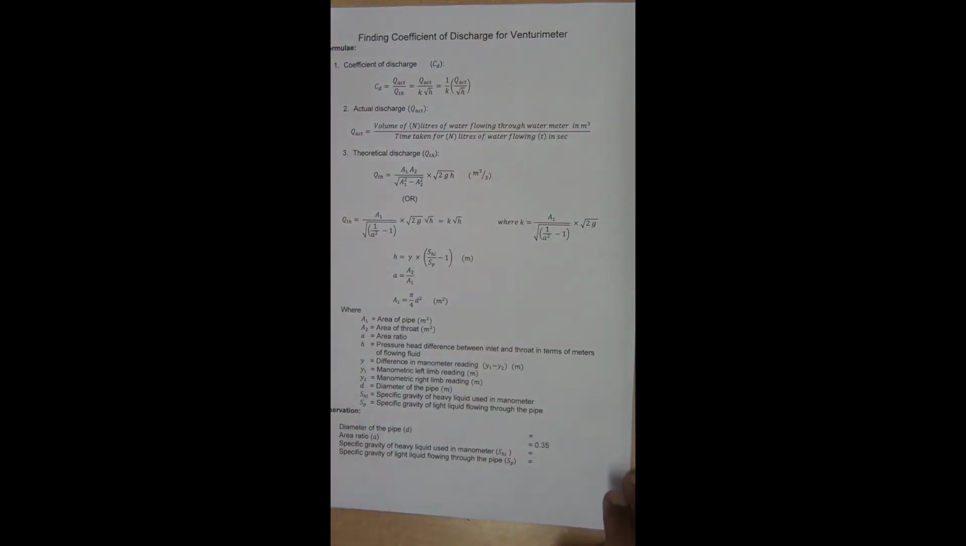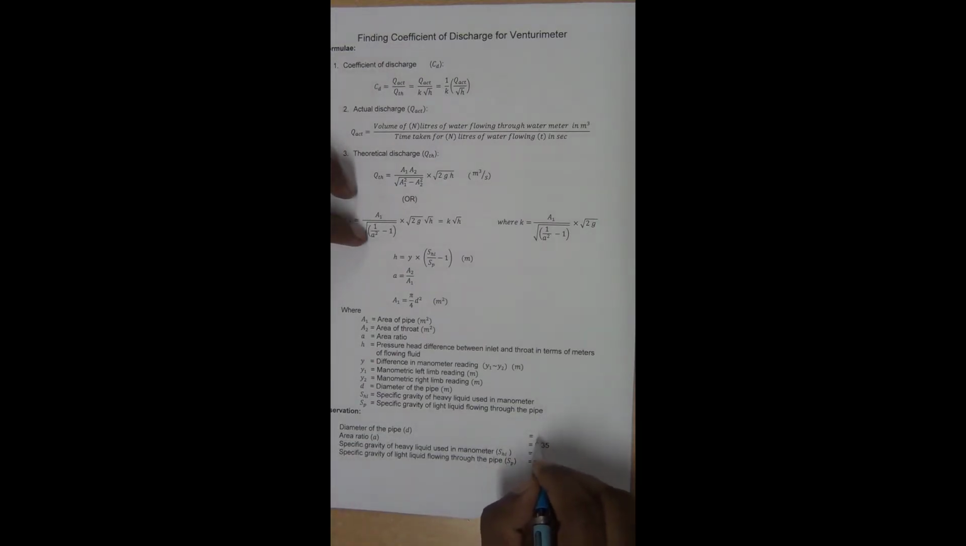Now we are going to discuss the model calculation for the venturimeter experiment. Before that, we should know some observations for the venturimeter experiment. The diameter of the pipe is 50 mm. The specific gravity of the heavy liquid is 13.6 and the pipe liquid is 1. The area ratio is 0.35, and the volume collected flowing through the water meter is 100 liters.